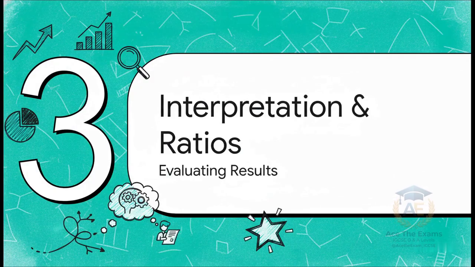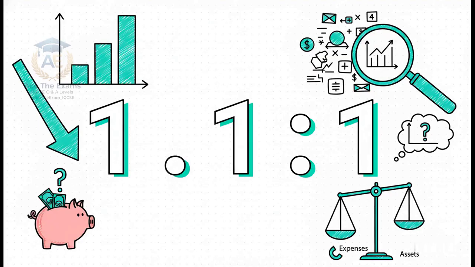All right, Section 3, Interpretation and Ratio Analysis. Time to evaluate the property. This is where we hit Assessment Objective 3, or AO3. Look, just calculating a ratio is baseline stuff. Interpreting what it actually means, that is what secures your A-star.